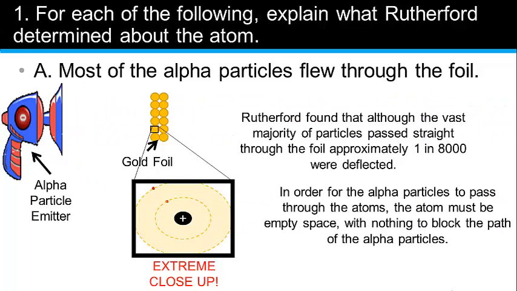So, in order for the alpha particles to pass through, the atom has to be empty space with nothing to block the path of the alpha particles. So in the extreme close-up, we can see that the alpha particles that are passing through are the ones that aren't colliding with the nucleus, aren't running into anything, and are able to pass straight through.